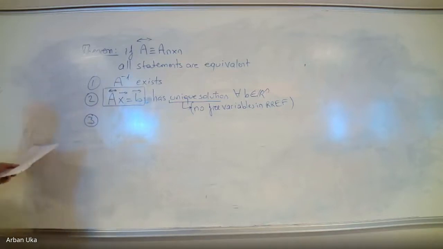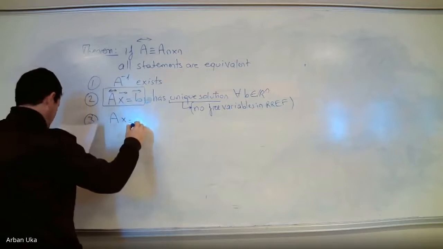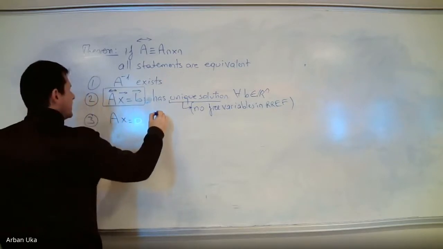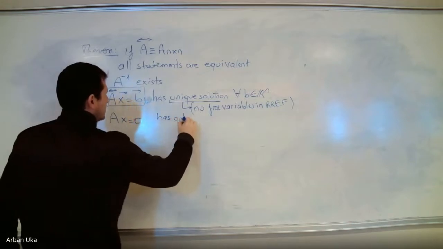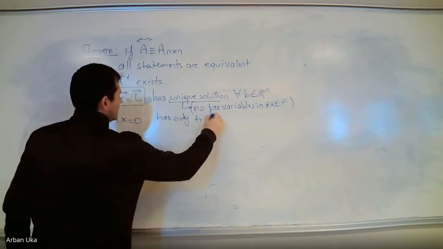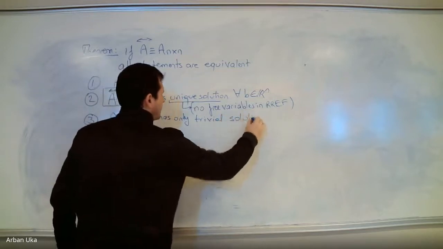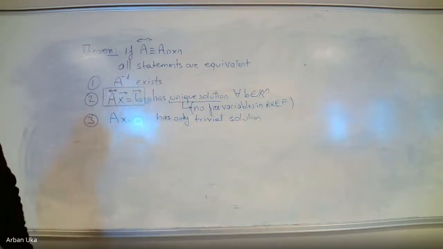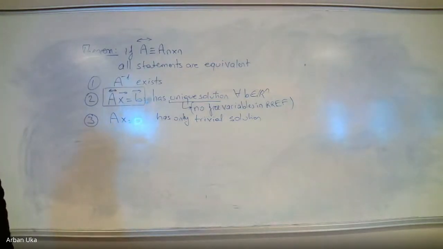So the third statement is the following. Ax is equal to 0 has only the trivial solution. What is the trivial solution here? I want an answer from you.